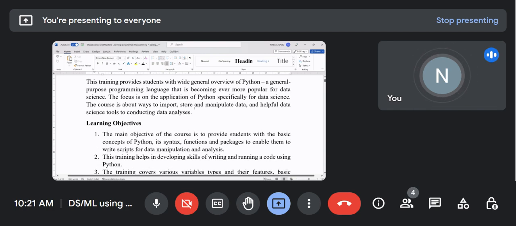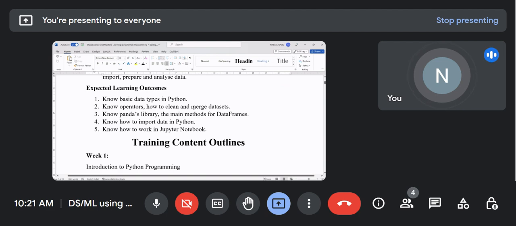Aim is clear, objective is clear. Okay, these are the learning outcomes. That means basic data types of Python, variables, data types. You will be knowing the basics of Python. Then you will be knowing how to clean and merge the data sets given to you.